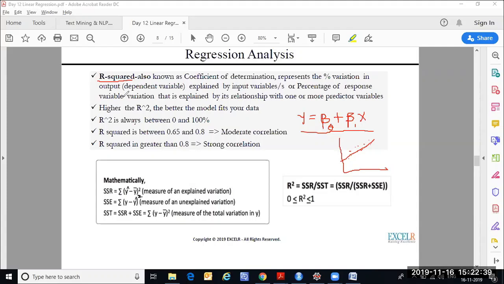How much percentage of your predictions are effective towards the actual data. So this works in terms of understanding the accuracy of the model that you are building, the linear regression model. The R squared value is always between 0 and 1, or 0 and 100%.